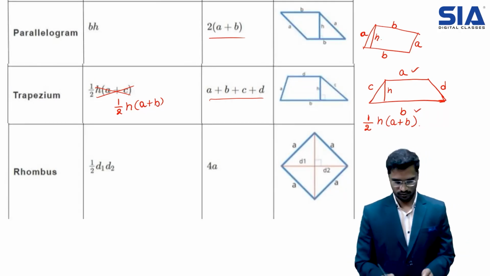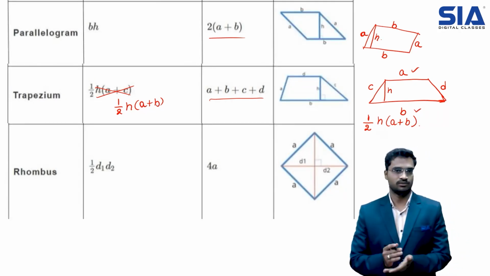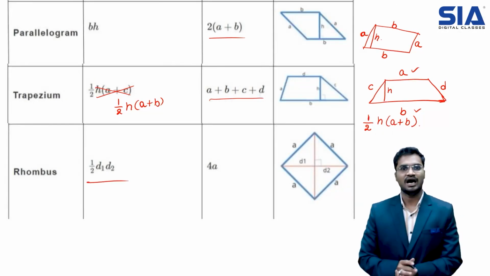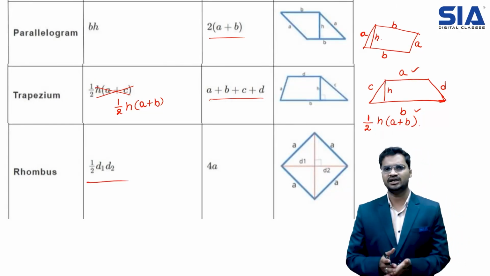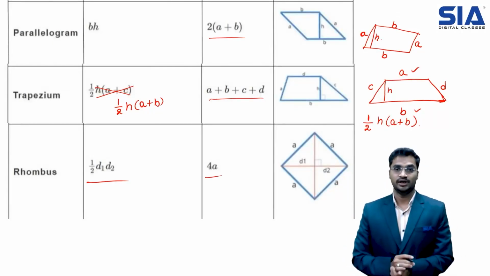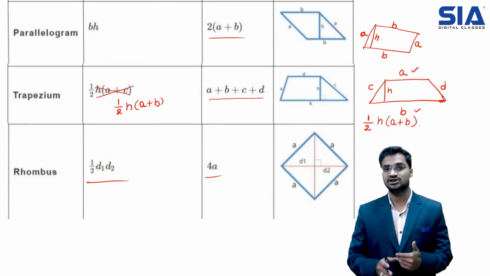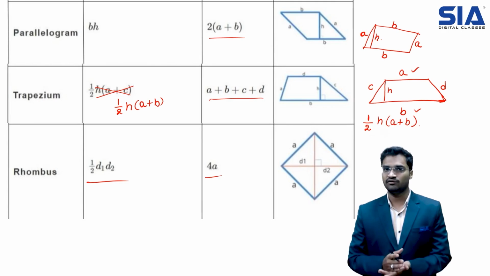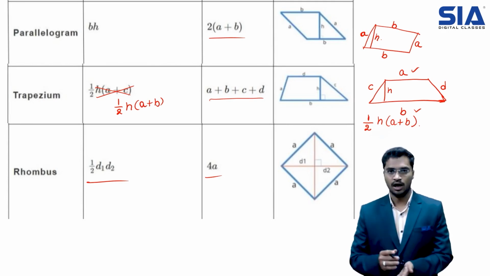Okay. Now coming to the area of a rhombus. The area of a rhombus is half D1 D2, where D1 and D2 are the diagonals of that rhombus, and the perimeter is 4A. In rhombus questions, they will ask to find the side of a rhombus after giving the diagonals. How can we find it?